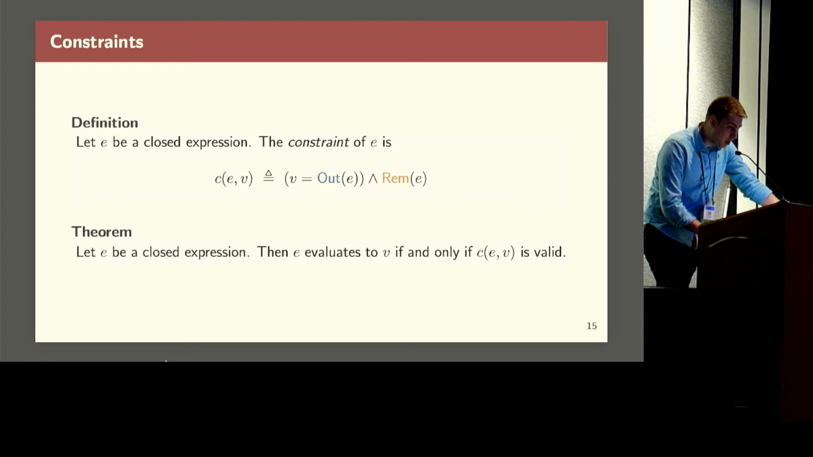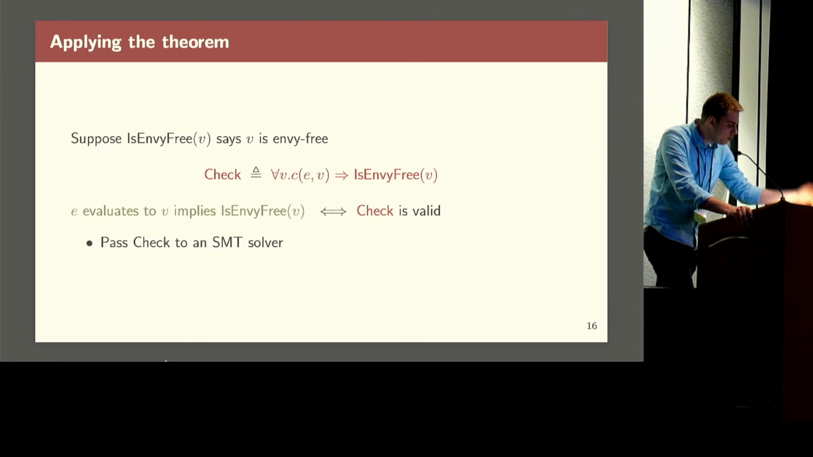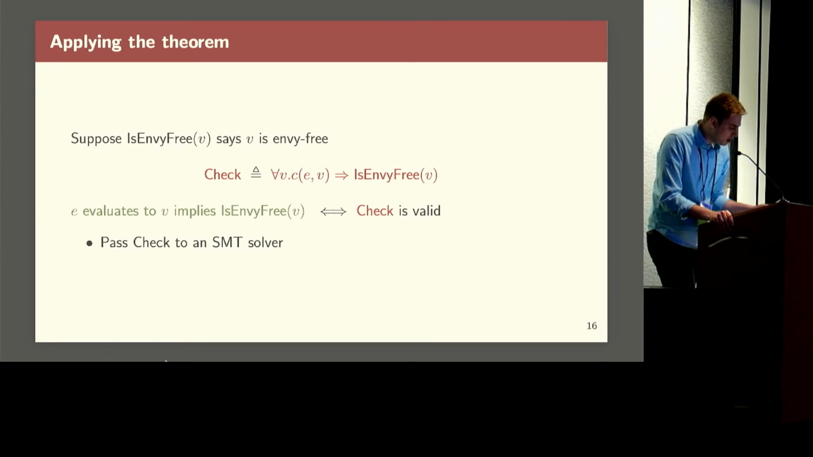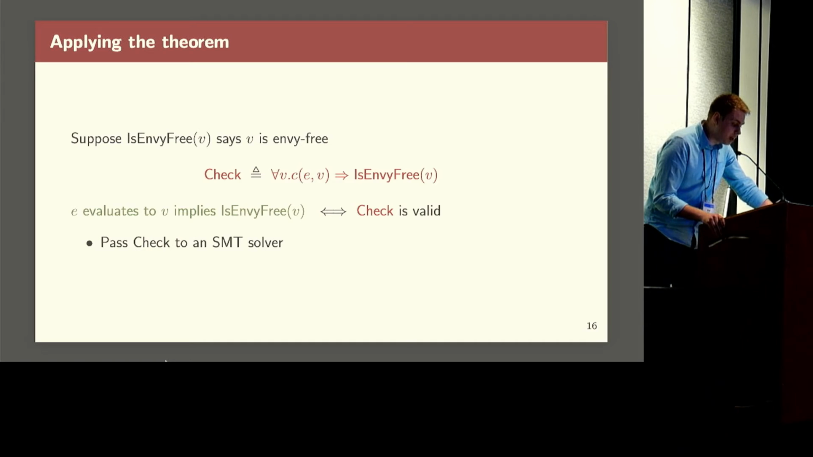Well, great. How do we use that? Suppose we have a formula, is envy-free, which says that the allocation v is envy-free. But in principle, this could really be any formula that we care about. Then consider the other formula, check, which just says, for all values, the constraint of E at that value implies that this is envy-free. So that's actually a concrete expression. And then we have from soundness and completeness the following if and only if: E will evaluate to v implies that that value is envy-free if and only if check is valid.